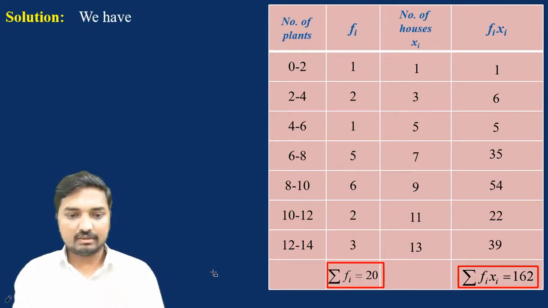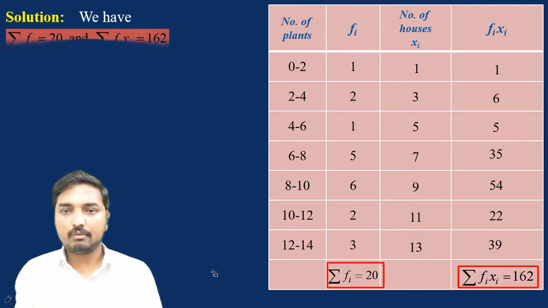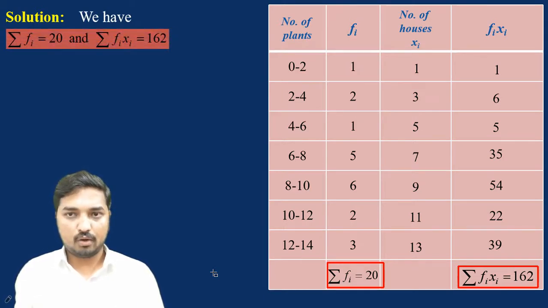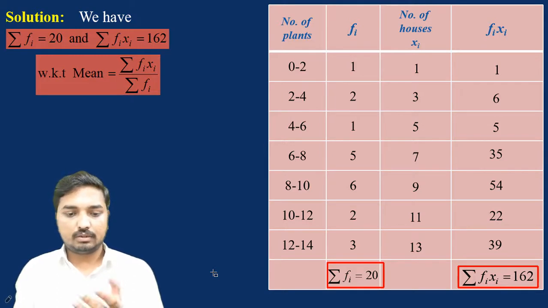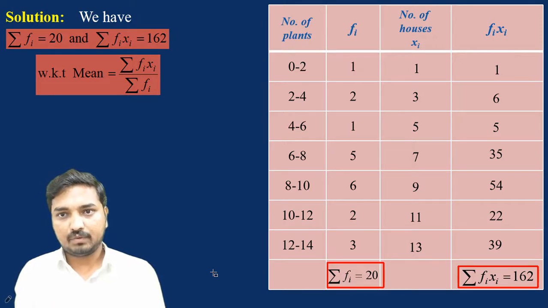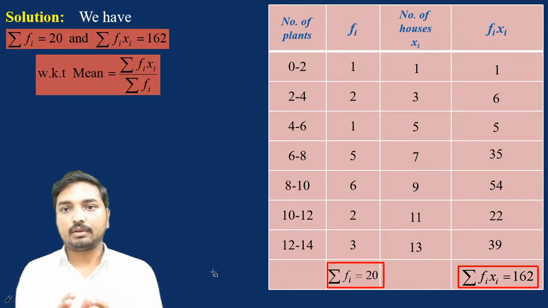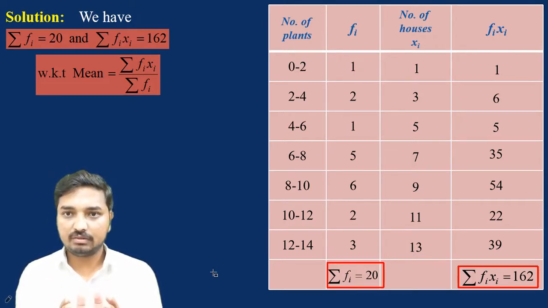Now look at the slide. Once again I'm going to write down the data I have obtained from the table. Summation fi is 20 and summation fi xi is equal to 162. Next formula, we know that mean is equal to summation fi xi divided by summation fi. Here it is the same formula, there is no change in the formula.